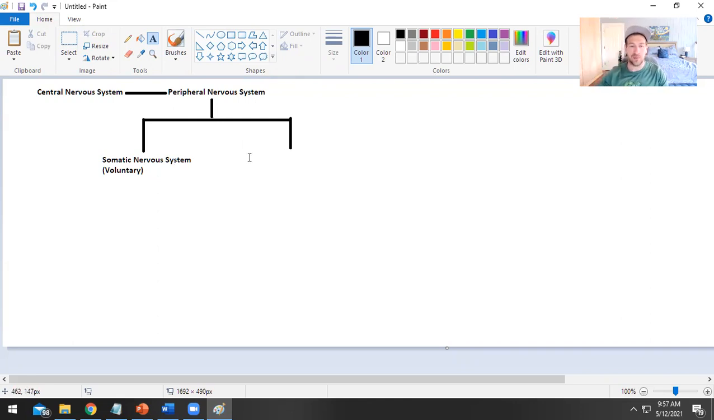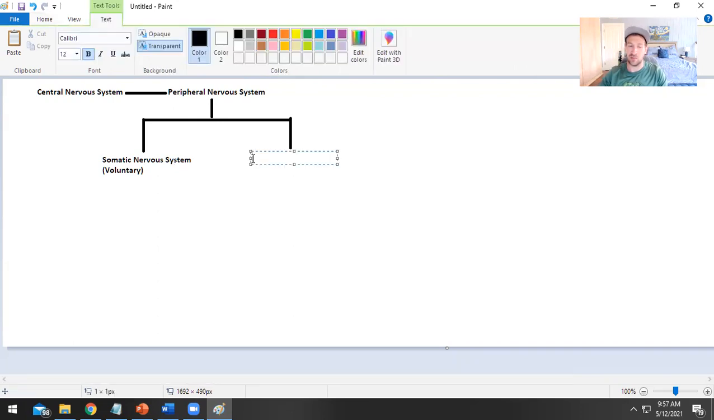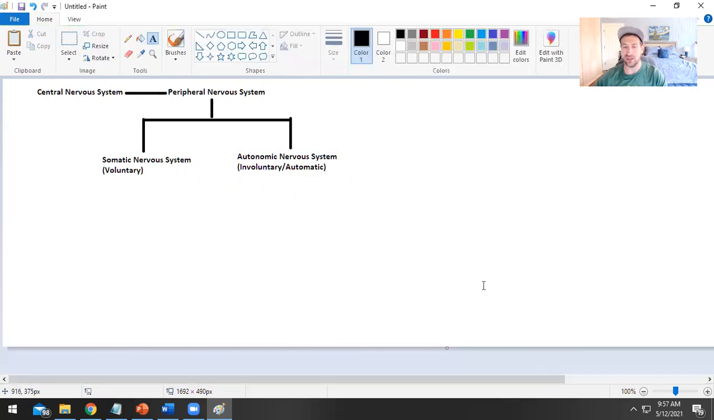But if we use my example that I used earlier with the stomach, where your stomach has stretch receptors and it decides whether to open or close, that is going to be what is called an autonomic nervous response. So your autonomic nervous system is your involuntary, automatic nervous system. When you think of your autonomic system, you can think of all the things that happen without you really having to think about it, right?